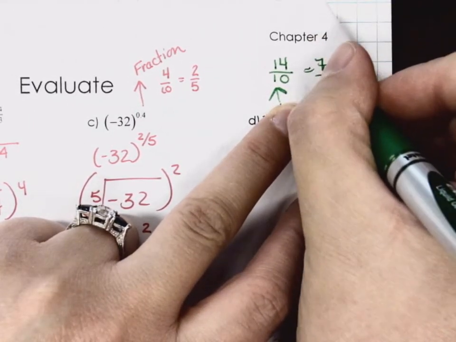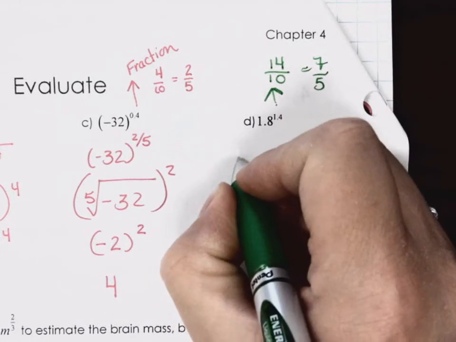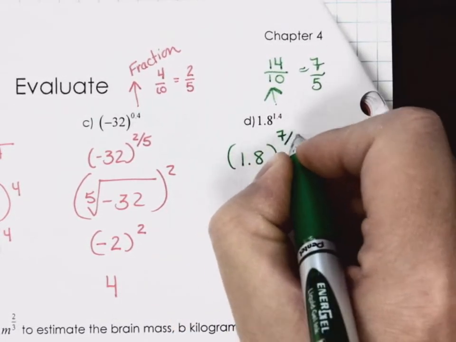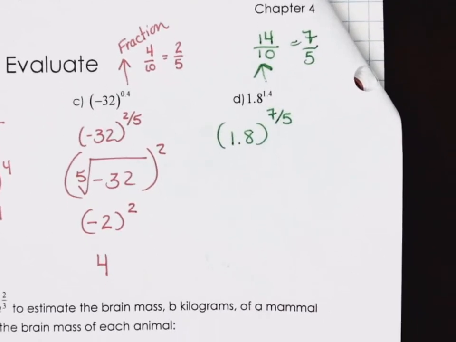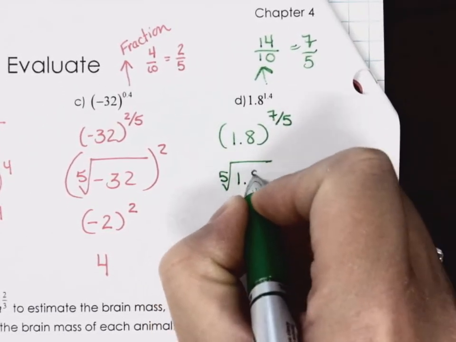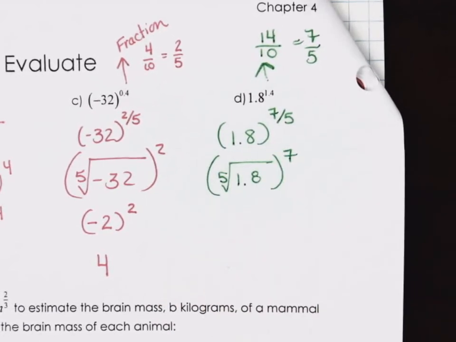7/5. Yep, because we took a 2 out of both of them. We took a common factor. So we're going to have 1.8 to the exponent 7/5. And that's going to give me the 5th root of 1.8 to the exponent 7. Guys, 1.8 is not a perfect 5th.